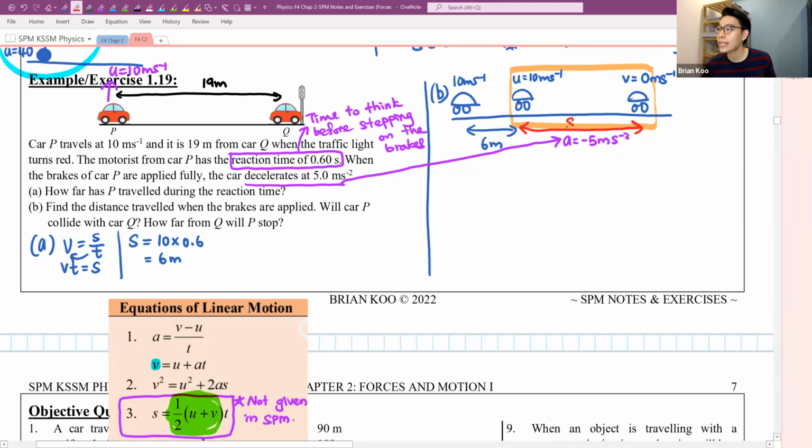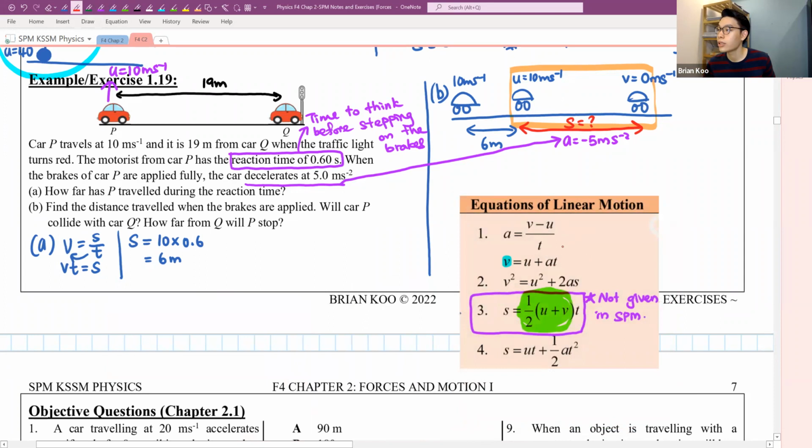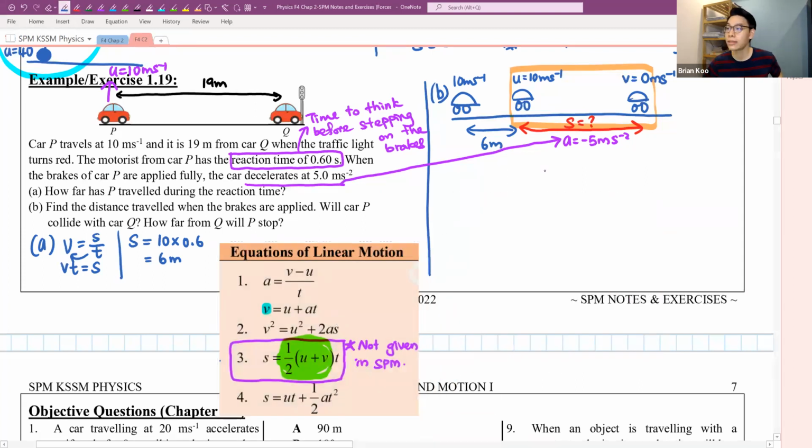We are looking for S. So you look at this list. I don't want t, don't want t, don't want t, don't want t. So it has to be the second equation. You refer to your own list. I have v squared equals u squared plus 2as. v is 0, u is 10, a is -5, s is what we want to find. Okay, we slowly do.